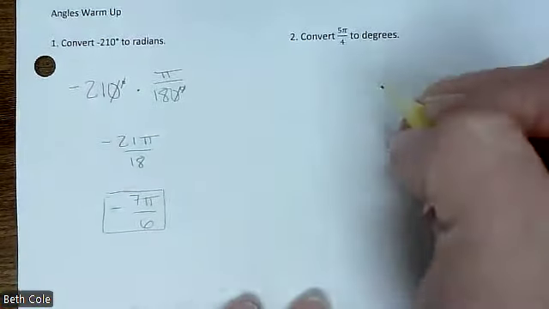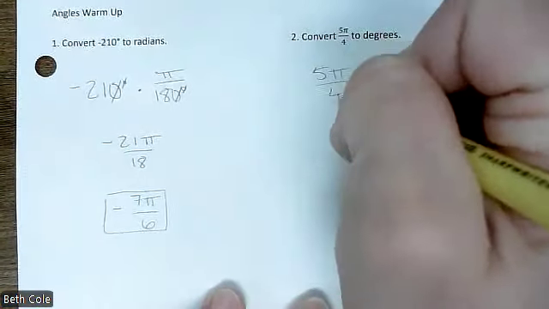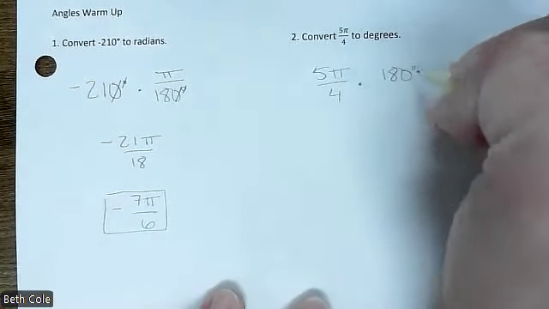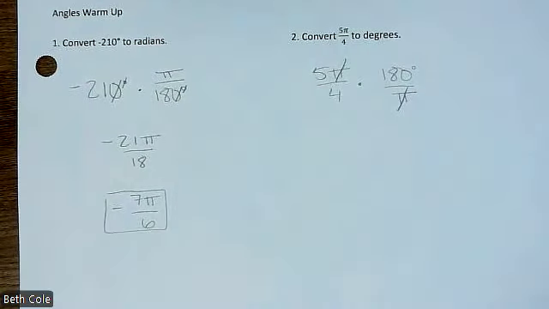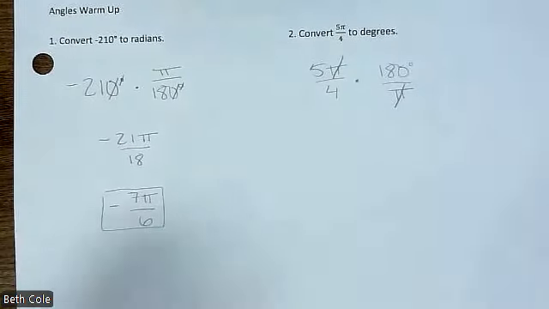Okay. Same thing for this one, but backwards. You're going to take your 5 pi over 4 and multiply by 180 over pi so that the pi's cancel. You almost can't mess it up because the degrees should cancel or the pi's should cancel. And if they don't, then you have it backwards, right?